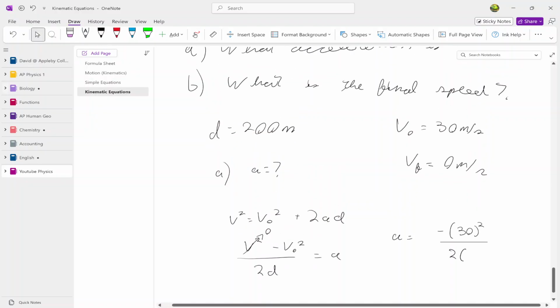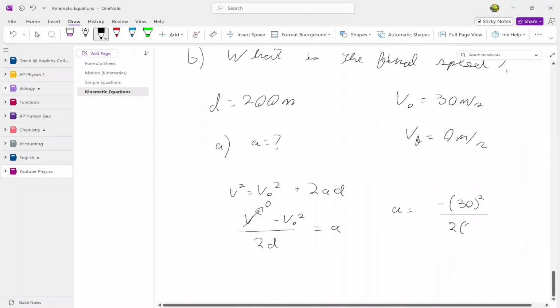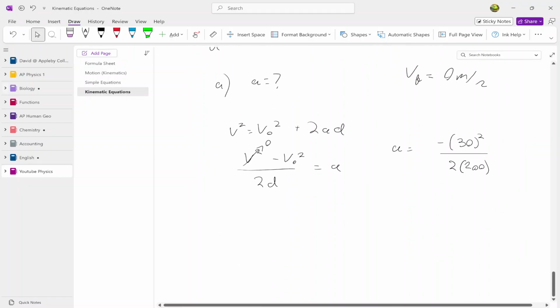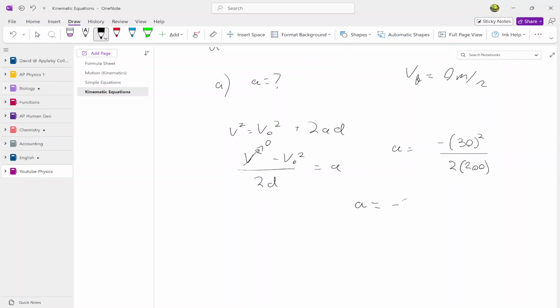And then, what's the distance? 200 meters. Okay, so the a will equal 30 squared divided by 400, which equals negative 2.25 meters per second squared. All right, so if we did bring in the negative here and squared, so negative 30 squared, that would be positive 900, and that would give us a positive acceleration.